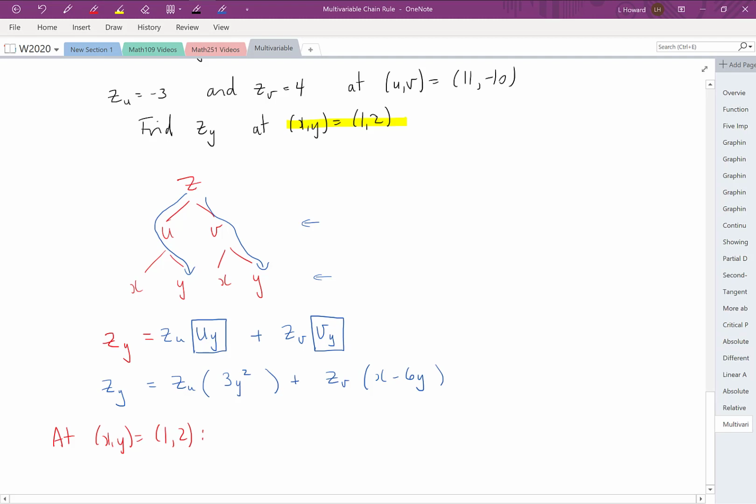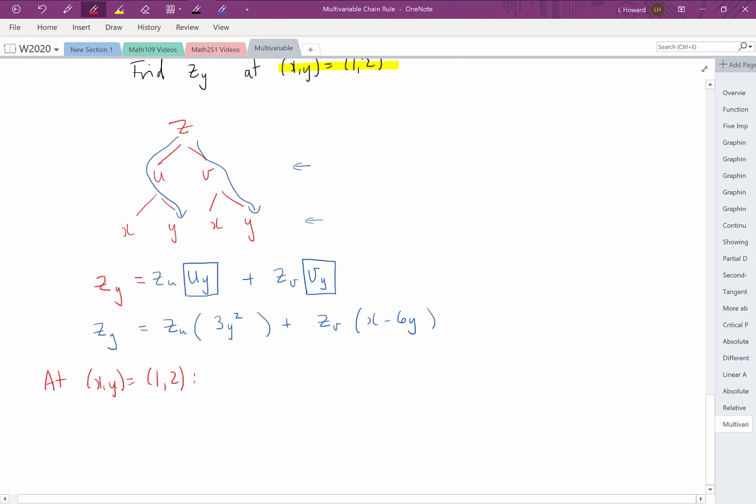But those values apply for a certain combination of u and v values. So just to make sure that the information in the problem is really pertaining to the correct point, we should move from x and y values to u and v values. We know how to do that because we have formulas for u and v. So let's confirm that at the point (x, y) equals (1, 2), let's calculate what u is equal to and what v is equal to, to be sure that the information in the question is speaking to the correct point.